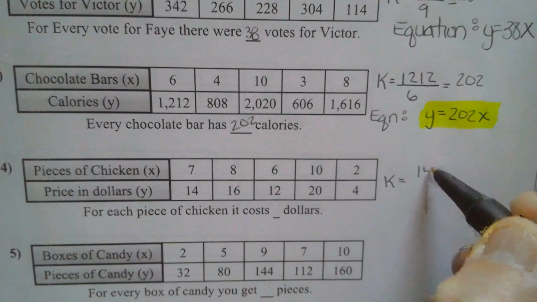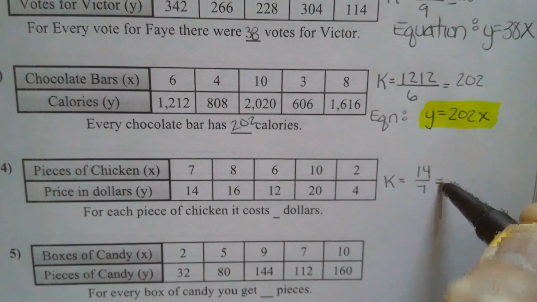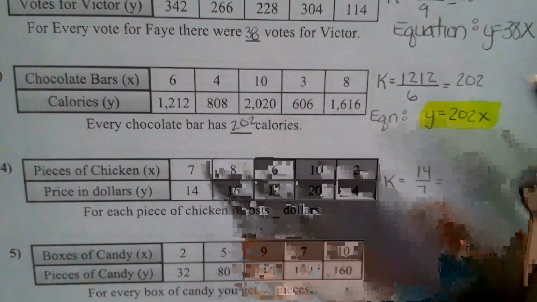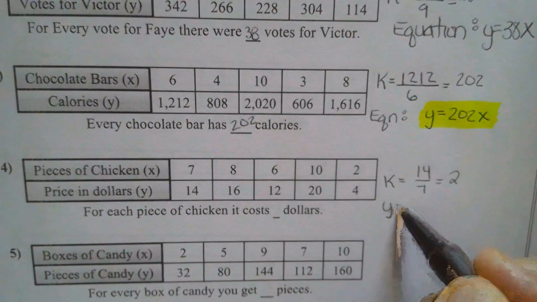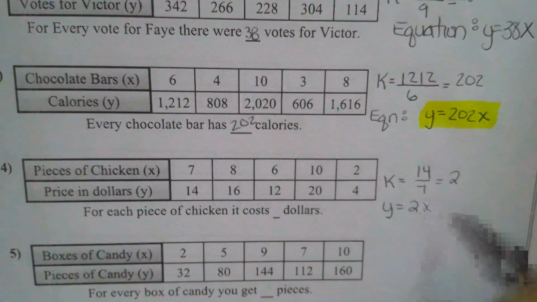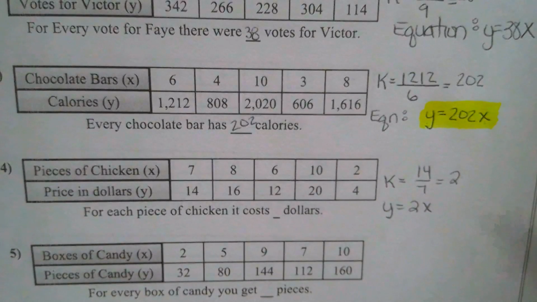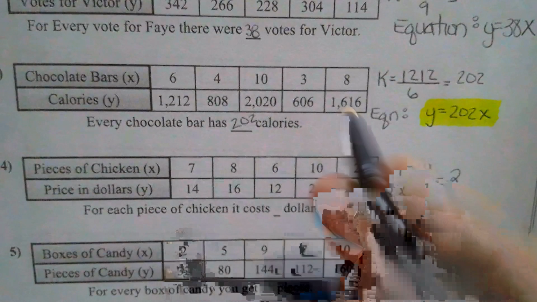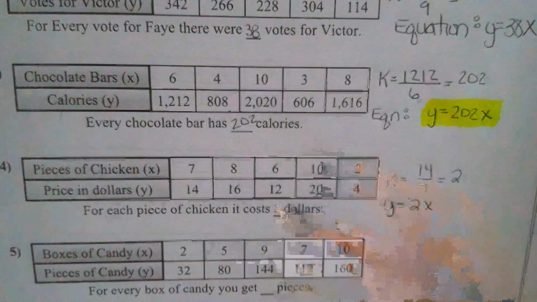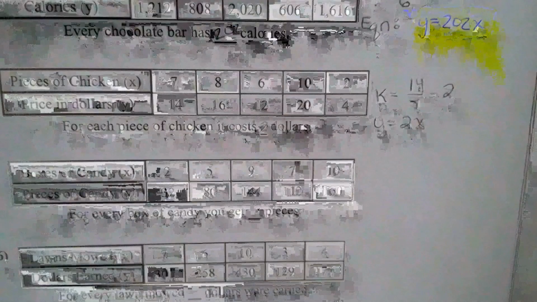K equals 14 over 7. 14 is the y, 7 is the x, which equals 2. So my equation is y equals 2x, and this equation represents this table. Also notice for every piece of chicken, it's going to cost $2. Okay, let's do another one.